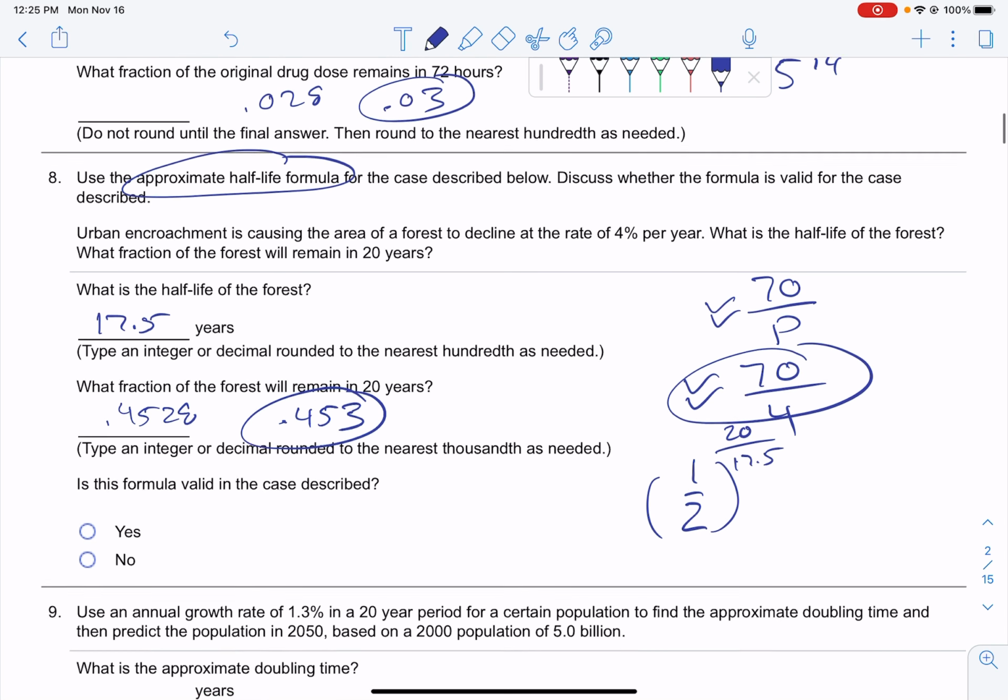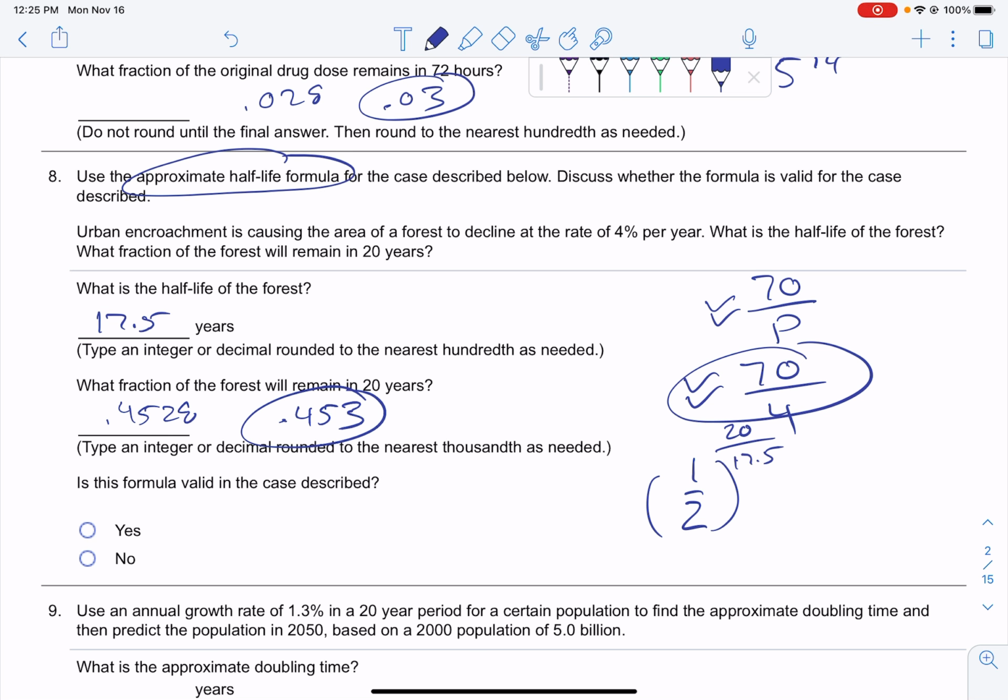Be really careful as you round. Is this formula valid? Now remember that the half-life and the doubling estimate is only valid if you're dealing with percents under 15%. So I would say yes, because we're only dealing with a 4% growth, this formula is valid. It's not exact, it's an approximation, but it's valid, okay?